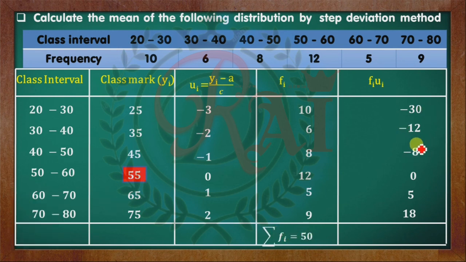Here, minus 8, 9, 10, it's 0, 3, 4, 5. So when I add minus 30, minus 12 and minus 8, I'll get minus 50. 18 plus 5 is equal to 23. So the summation of fi ui is equal to minus 27.